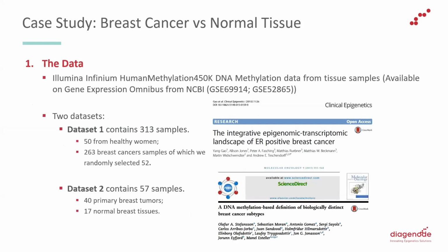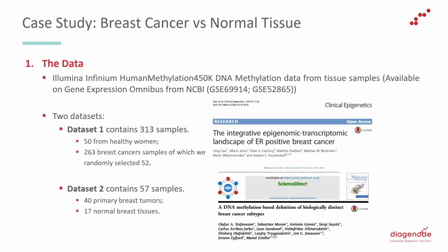So what is the data set about? Well, the data set is DNA methylation data, or better to say two DNA methylation data sets, which were produced using the Illumina Infinium methylation 450K arrays. Both data sets are published and are available via the Gene Expression Omnibus, and you see the GSE numbers up here.